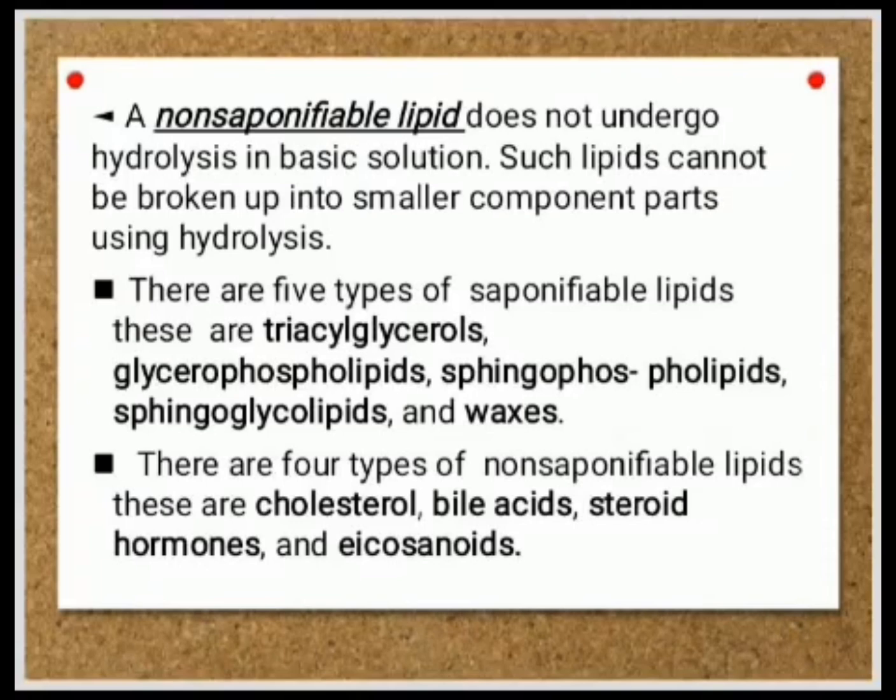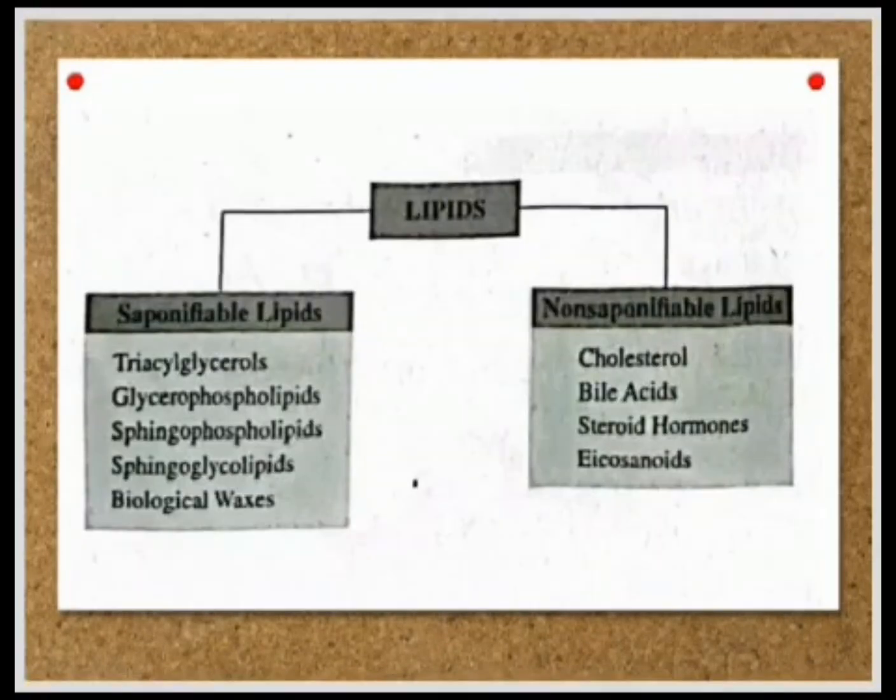Next, on the other hand, a non-saponifiable lipid does not undergo hydrolysis in basic solution. Since it does not undergo hydrolysis, its molecules do not break into smaller component parts. Examples of non-saponifiable lipids are the steroids, terpenes, and the prostaglandins. There are 5 types of saponifiable lipids and 4 types of non-saponifiable lipids.